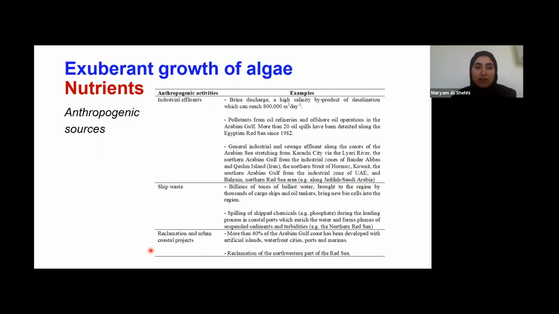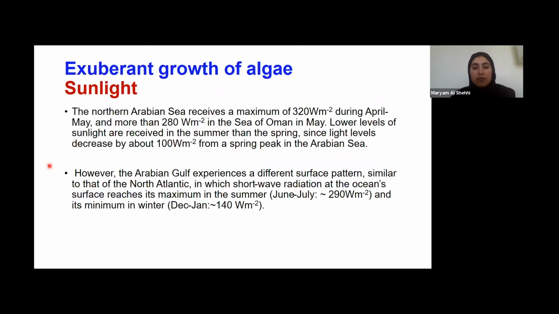The other important factor is sunlight. Sunlight is very important in this region. The Northern Arabian Sea receives a maximum of around 320 watts per square meter during April and May, and more than 280 in the Sea of Oman in May. Lower levels of sunlight are received in the summer than in the spring, which means that the sunlight in the Arabian Sea is stronger in the northeast monsoon, and the opposite in the Arabian Gulf and the Red Sea.